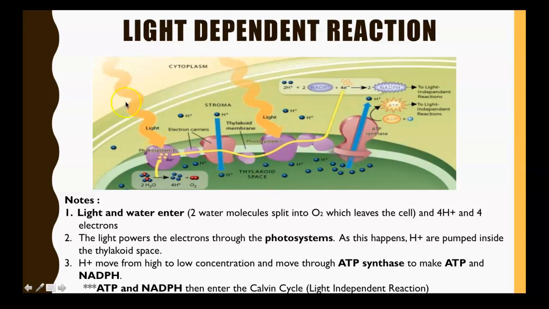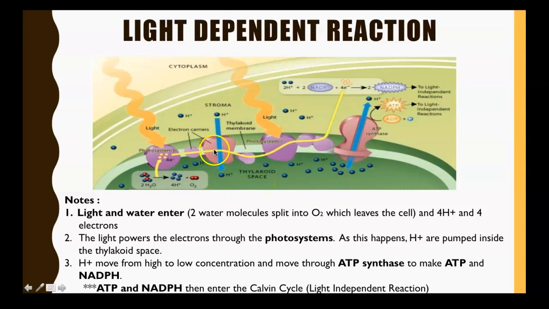So just to backtrack a little, light shines on photosystem 2. Photosystem 2 contains electrons. These electrons get excited. Now they're ready to move down the thylakoid membrane. As these electrons move down the thylakoid membrane, they give these embedded proteins the energy they need to pump these hydrogens across the thylakoid membrane and into the thylakoid space.